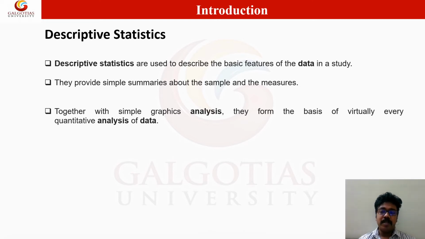The same thing with weight, which is another feature of human beings. So you have to take the feature for all the A to Z or 1 to 100 human beings. That way you extract the features of human beings. The same thing here: if you are summarizing the details or features of data, that represents descriptive statistics. Together with simple graphic analysis, they form the basics of virtually every quantitative analysis of data.